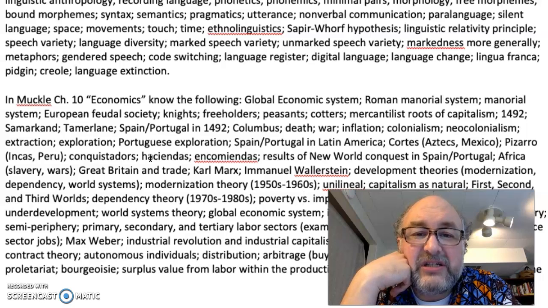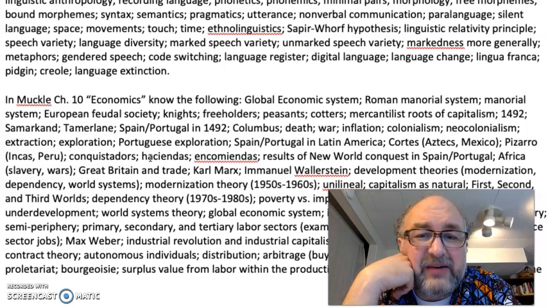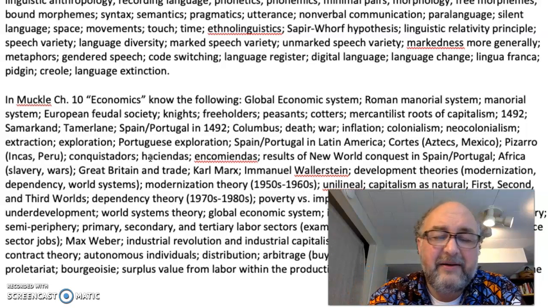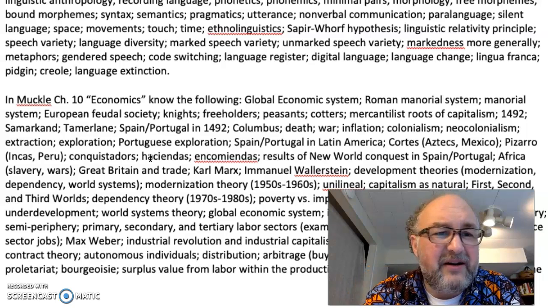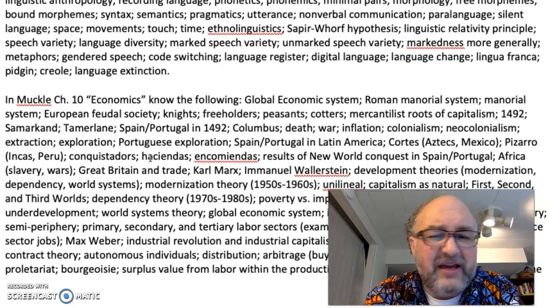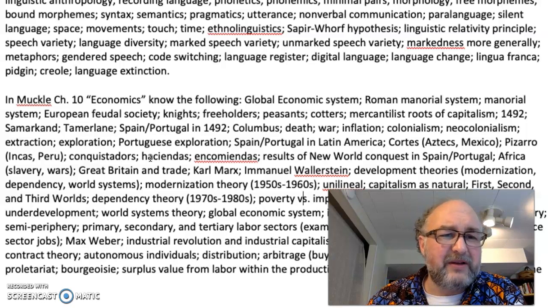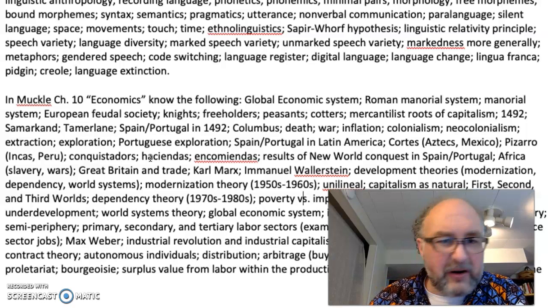Digital language, language change. Lingua franca means a language that is spoken and understood by people, even though it's not their original language. A pidgin is a language of reduced complexity that's used within a certain context, a work environment, or something like that. A Creole is when 2 languages come together. Creole, English is a Creole of French and German. And then language extinction, when language changes such that it doesn't exist anymore.